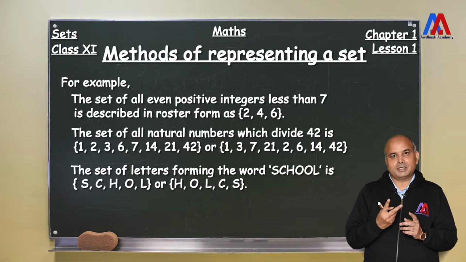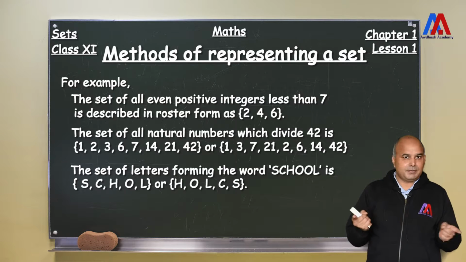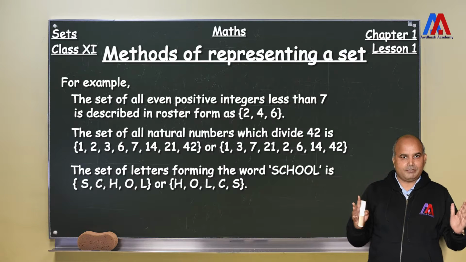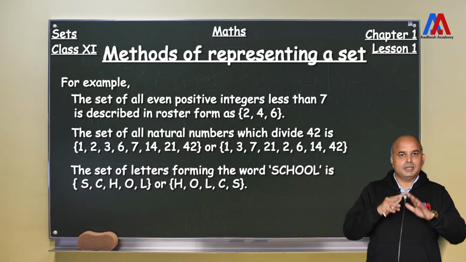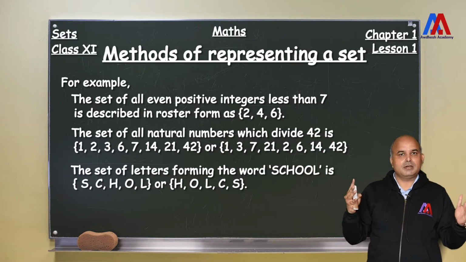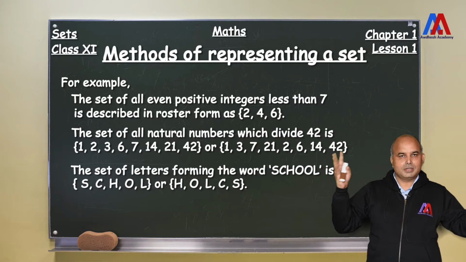The two main important things: the sequence does not matter. Irrespective of the sequence, the set should consist of all the elements. And number two, we should not repeat any element, even though in the original form there can be more than one occurrence of an element used in the original subject.